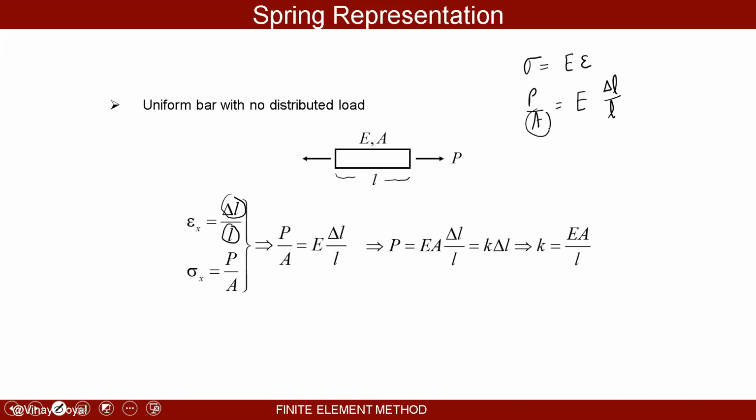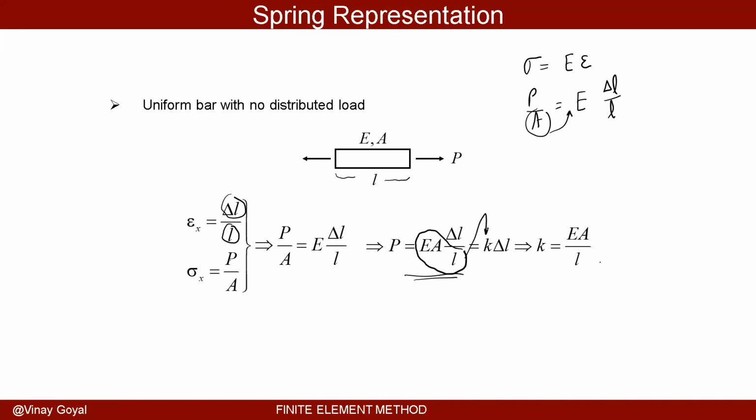So I can bring this to the other side of the equation, so I get that. And I can call this whole thing my spring constant K. So a little trick there, and I'm able to turn the bar problem into a spring representation.